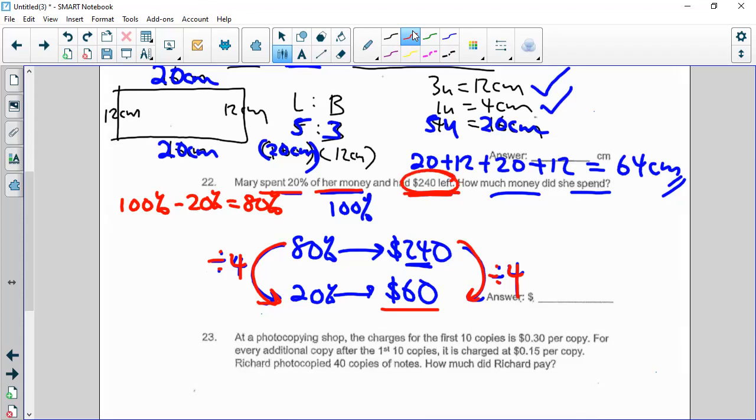So if 80% is $240, then you can find 1%, right? If you want to find 1%, also fine. You find 1%. So 240 divided by 80, you will get $3. So 1% is $3. Then you find 20%, which is the money she spent. So how much is 20%? Then 20 times 3, which is $60. So she spent $60. Okay.